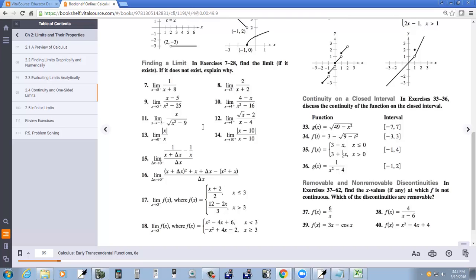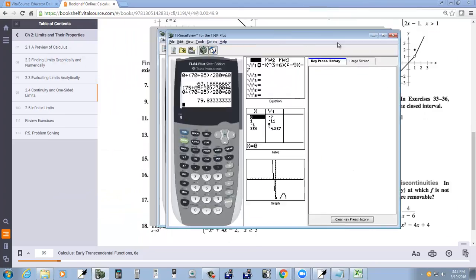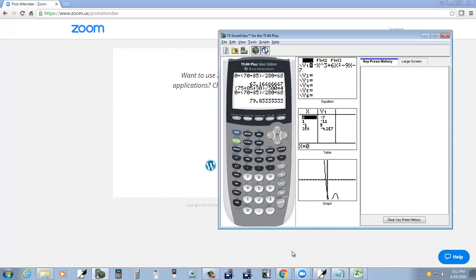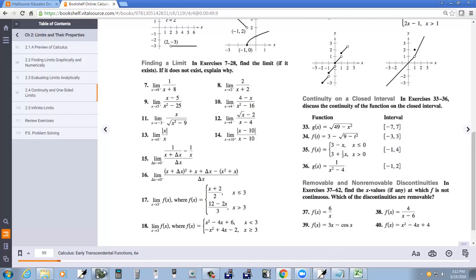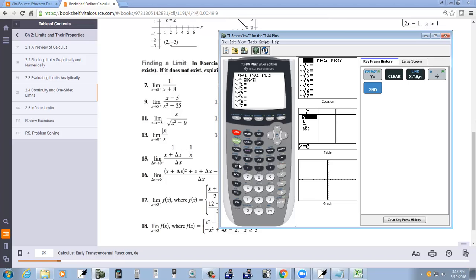Conjugate method is when you got a radical plus something else or minus something else. And we don't have that. Okay, so number 11, where in the world's my... there it is. Okay, so I'll go to y equals, clear, and I got x divided by square root, so second x squared, and then x squared minus 9.